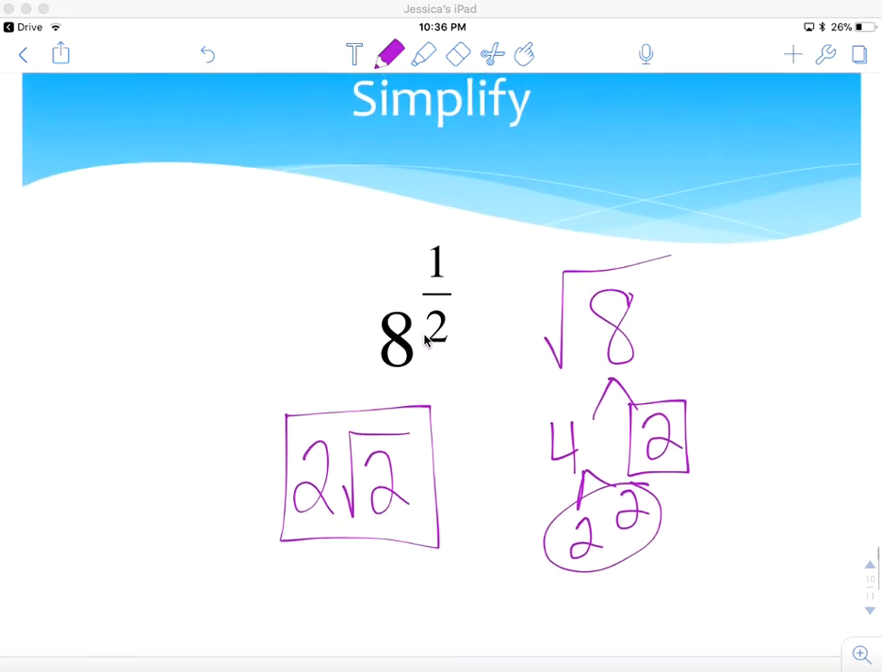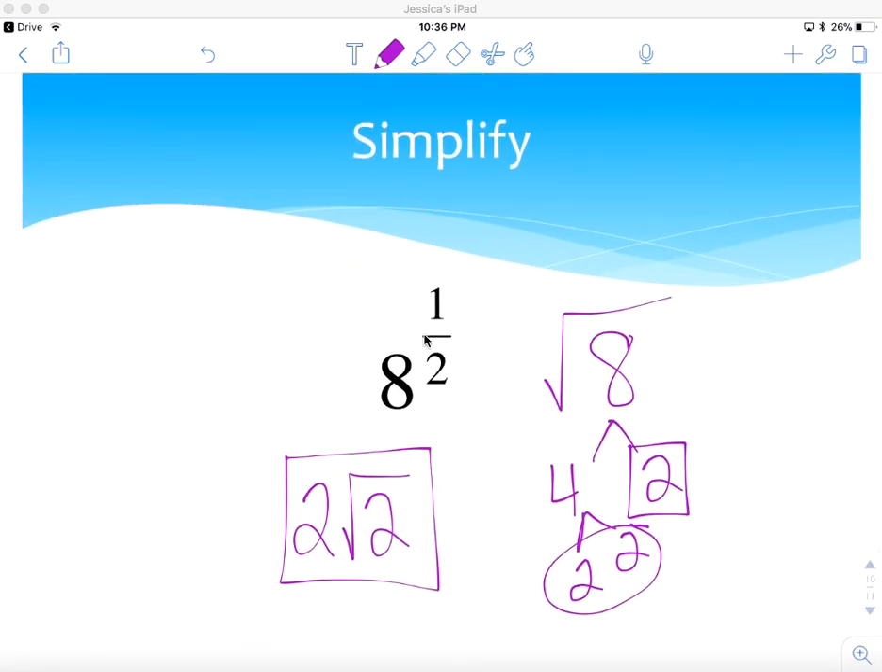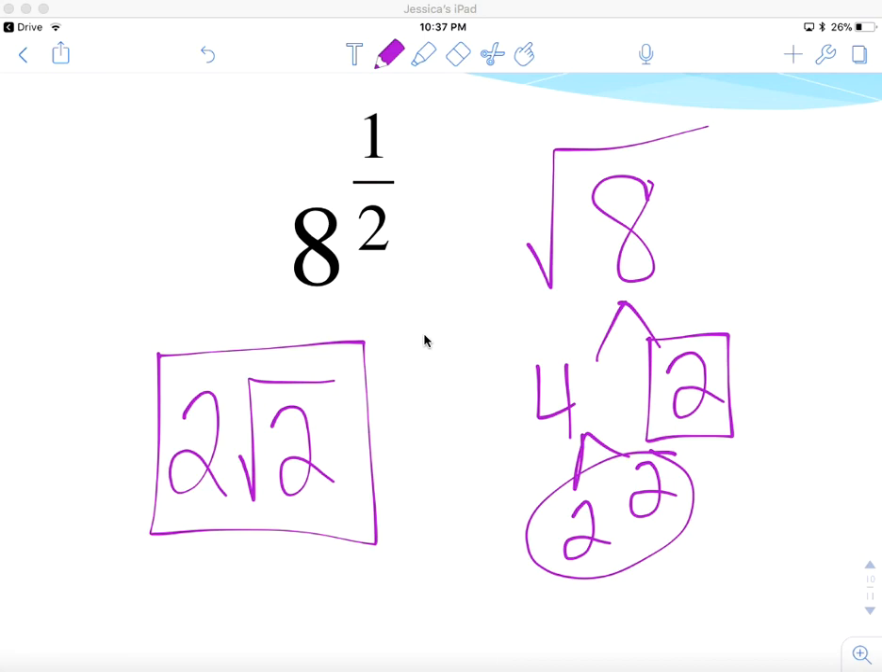So for this lesson, the main thing you need to remember is to use your perfect squares if possible. If you don't, it's not the end of the world. It'll still work out. You need to remember that the pairs will go outside. What's left stays inside.